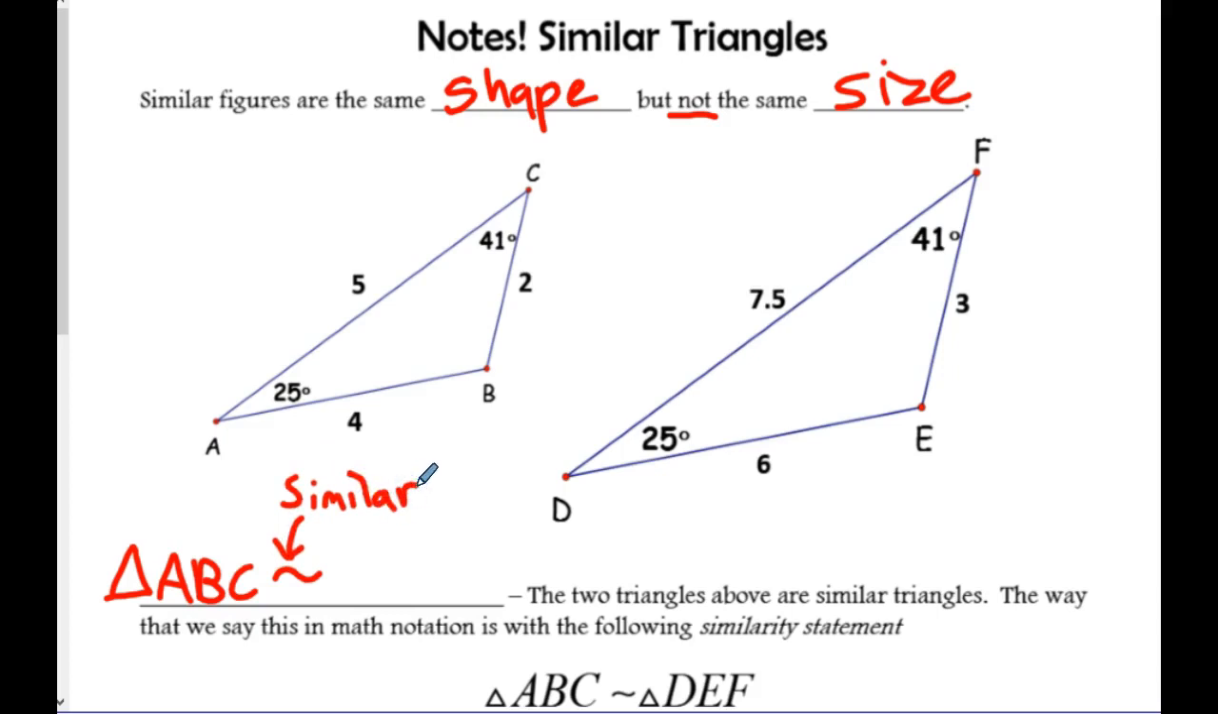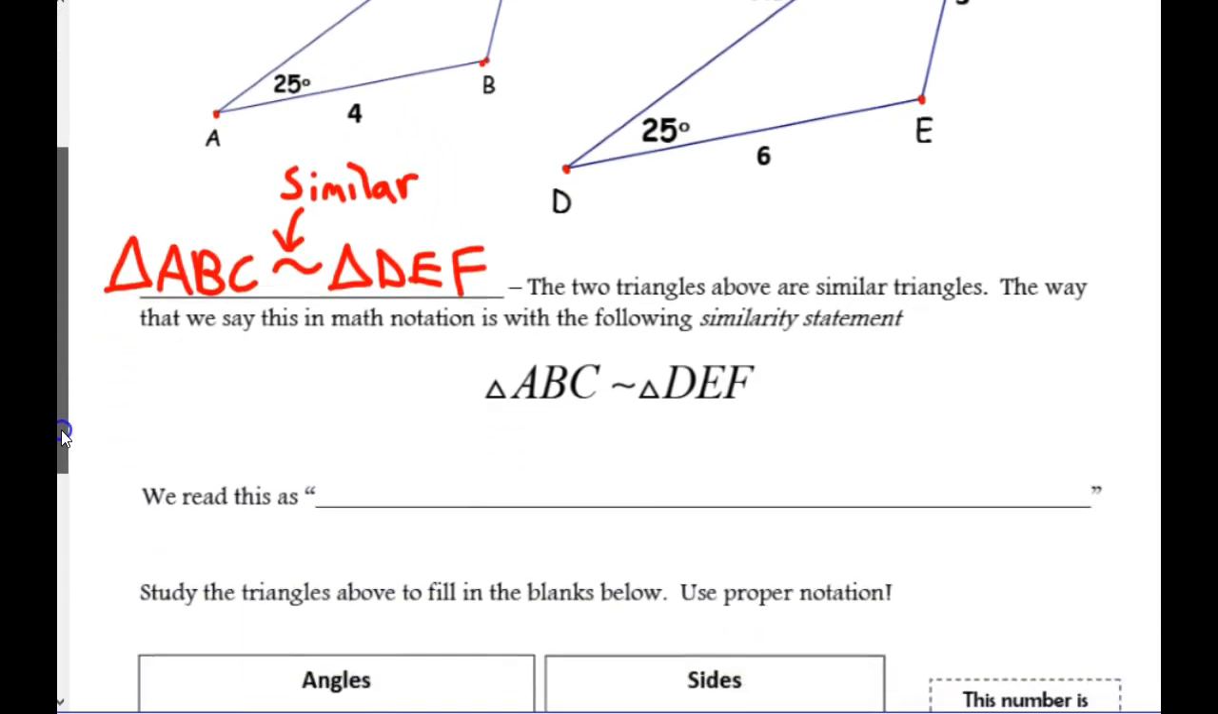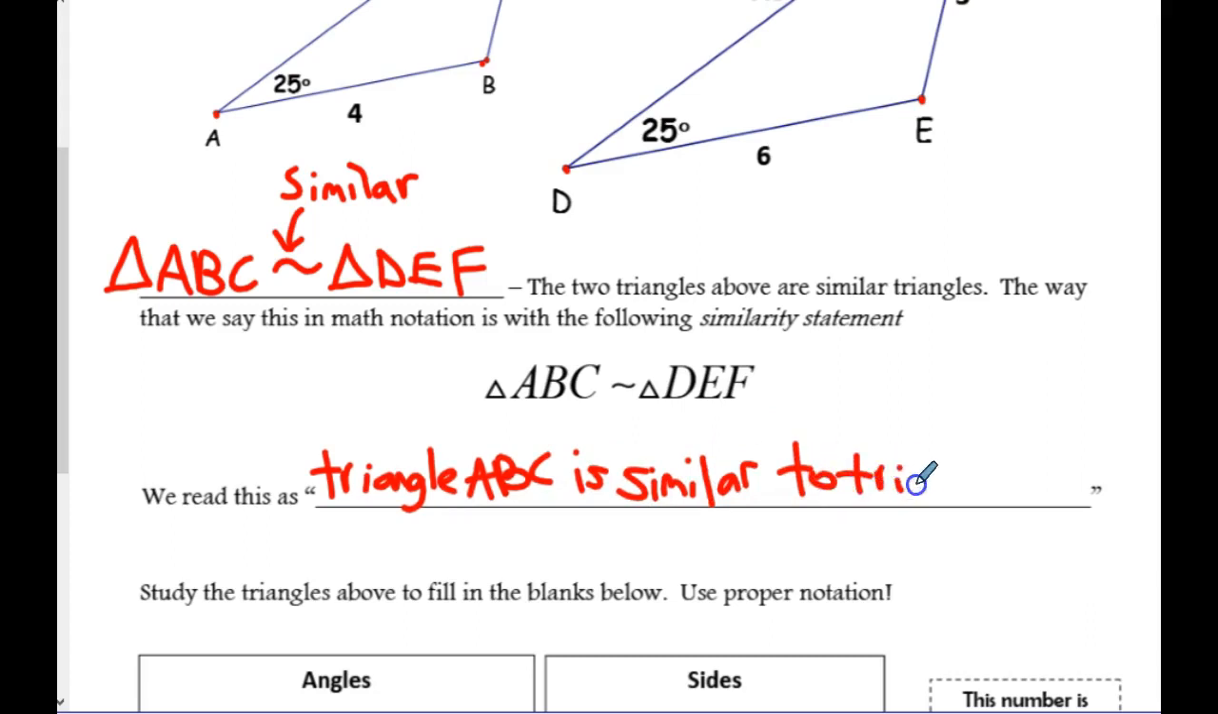Okay, to what? So again, order matters. If I said A, B, C, then I need to say D, E, F in the exact same order. Triangle DEF. Those two triangles are similar. Okay. Cool. And that's what it says right there. So we read this as triangle ABC is similar to triangle DEF. All right.